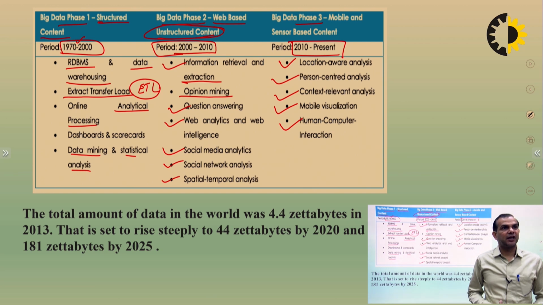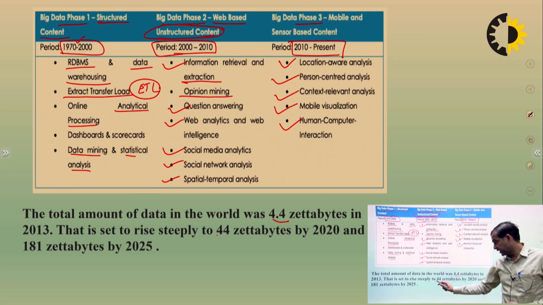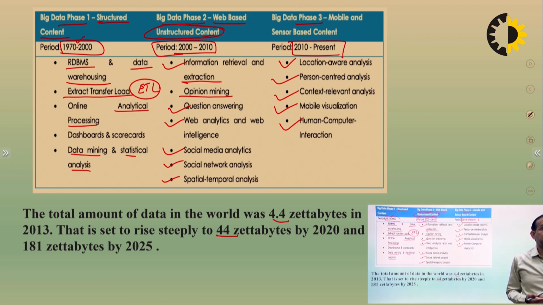We are using IoT through which we send or receive data, so it will again produce a large amount of data. The total amount of data in the world was measured in zettabytes in 2013, but it will rapidly increase. In 2020 it will move around 44 zettabytes of data. So every day the data keeps increasing.